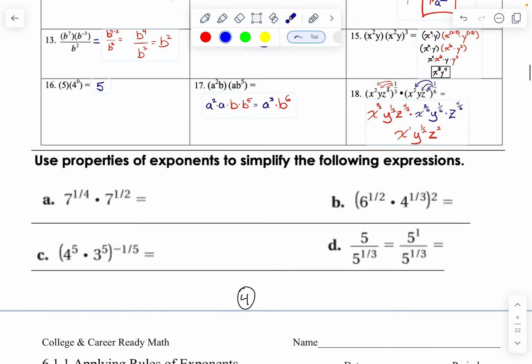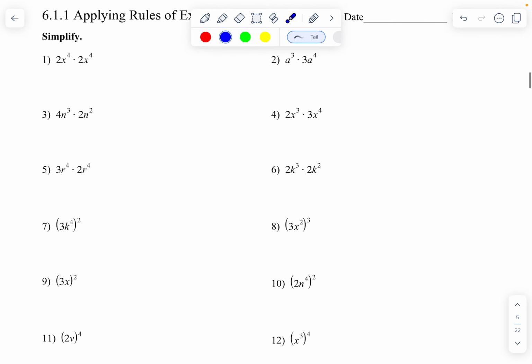All right, and with that, I would say it's a great time to try applying some of those rules on our assignment here, 6.1.1, and we'll see you in the next video.